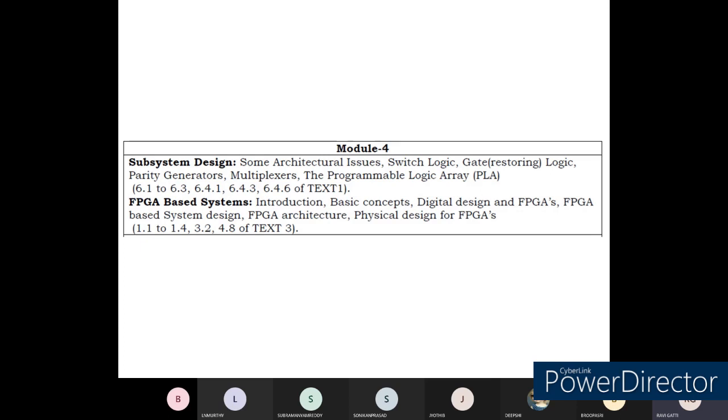In this module number 4 again we have two different subsections. In the first subsection we discuss design aspects of the subsystem, and in the other chapter of this module we will discuss an FPGA based system. In the first chapter of module number 4, we study some architectural issues. What are the architectural issues we need to consider when you want to design your system, and what you mean by switch level logic, and gate level logic, which we also call restoring logic.